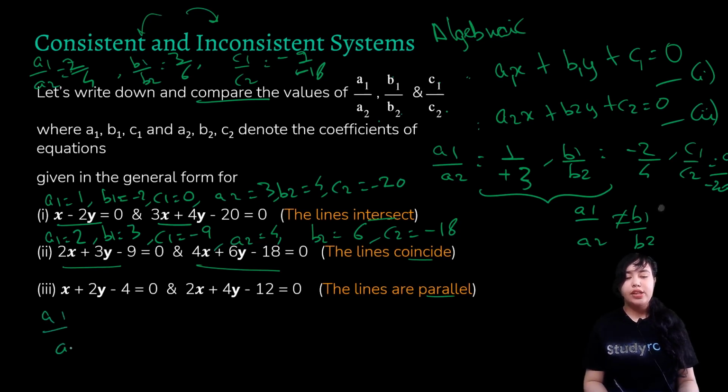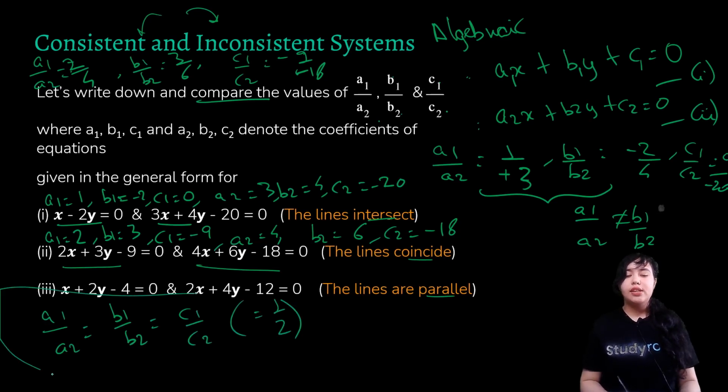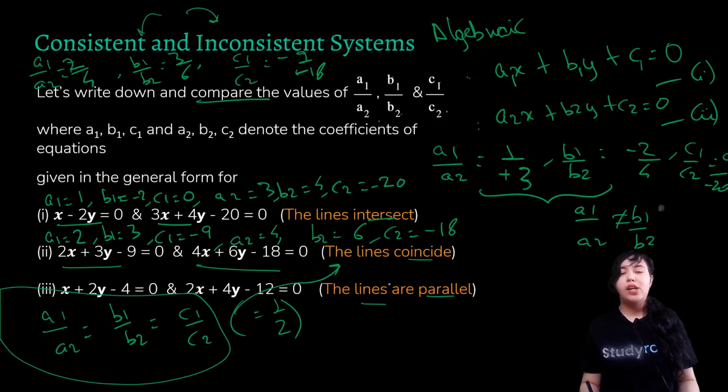So a1 by a2 is turning out to be equal to b1 by b2 and c1 by c2, because all of them are equal to 1 by 2 only. So such a case gives me a pair of coinciding lines. Similarly, you can solve for parallel lines also. Find out these ratios of a1 by a2, b1 by b2, c1 by c2. And for parallel lines, you will realize that a1 by a2 and b1 by b2 are equal, but they are not equal to c1 by c2.